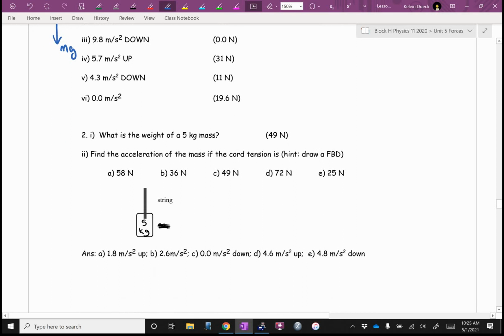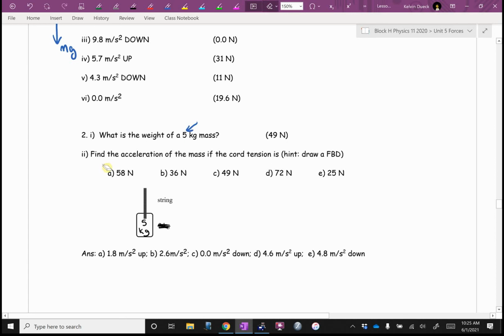Number two, what does part one want me to find? The weight of a 5 kilogram object. What do I mean by weight? Isn't the weight 5 kilograms? No, it's not. That's the mass. How do I find weight? It's on your green sheet. Weight equals Fg equals mg. Force, 5 times 9.8, that's the weight.